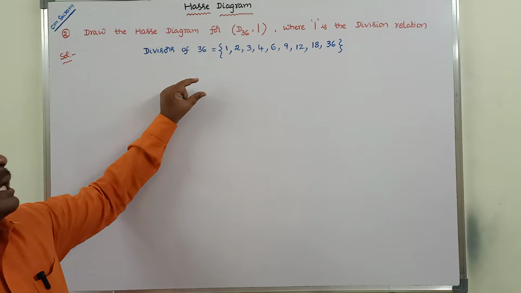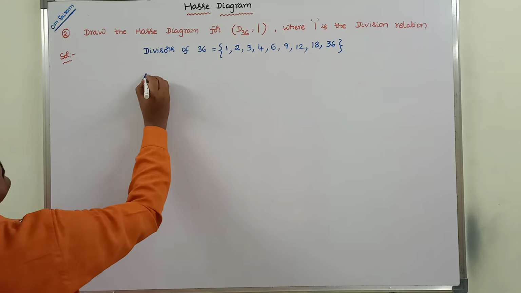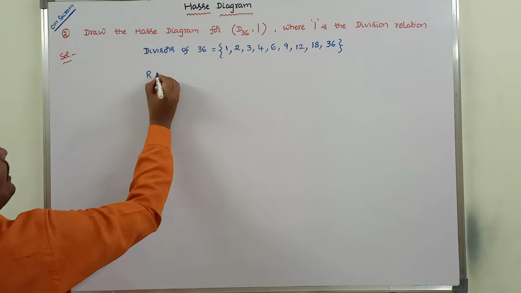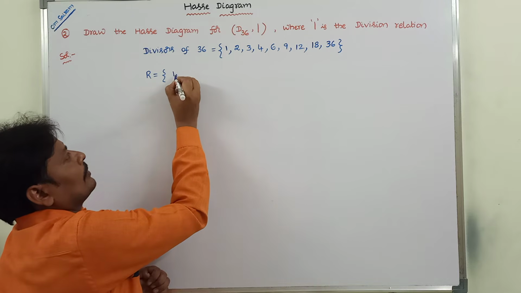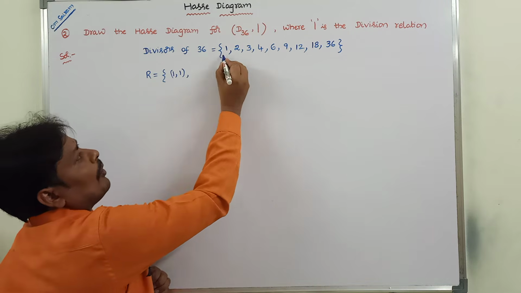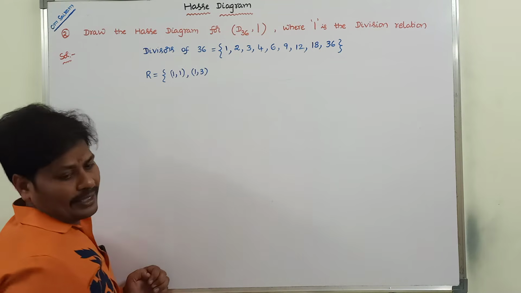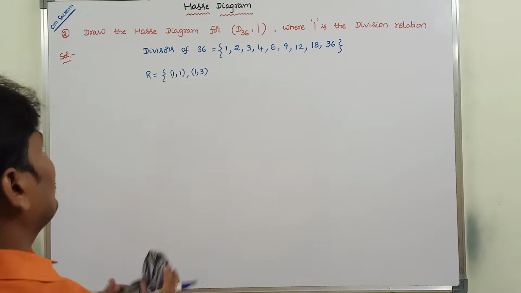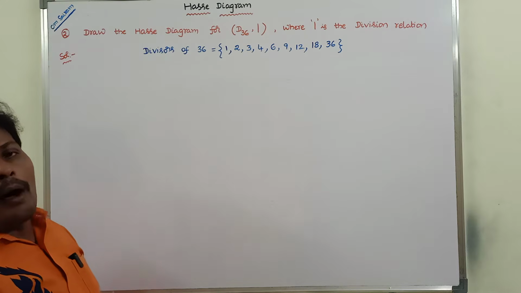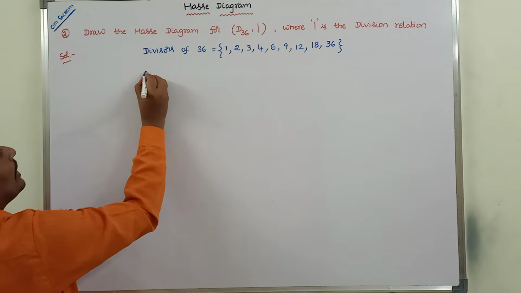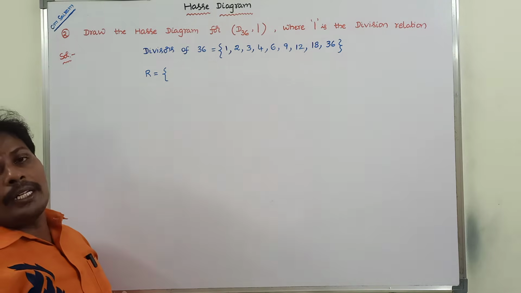Then what are the ordered pairs in the given relation? The given relation can be denoted by R. R is equal to 1 divides 1. Next one, 1 divides 3. Now, R is a divisor relation. So, what are the ordered pairs in the given relation R?